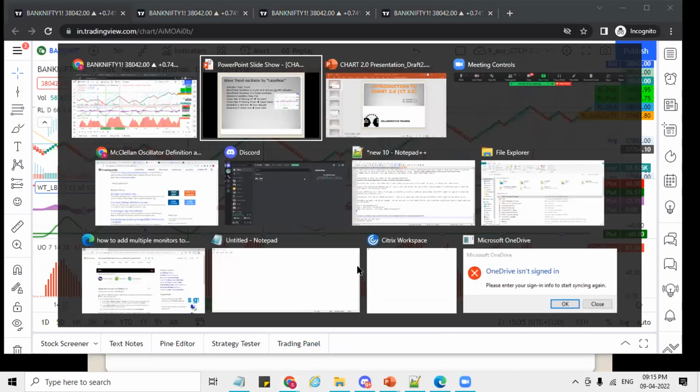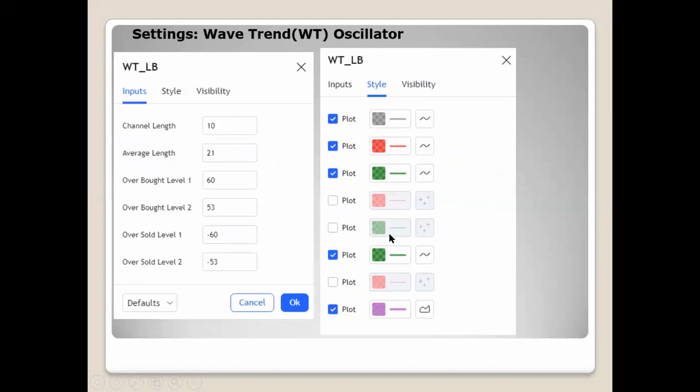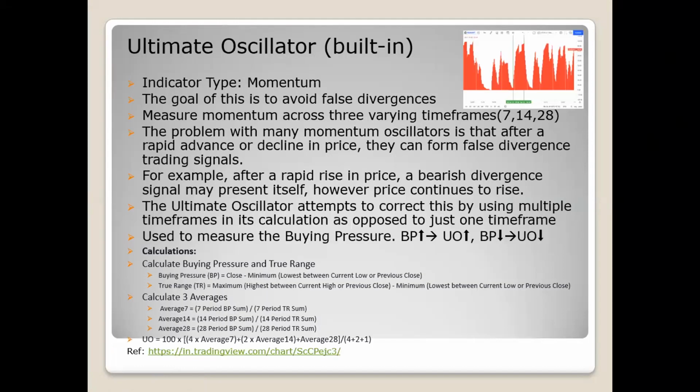So going back to the slide, this is what I was explaining, the same thing, an expanded, zoomed version of that. So this is the wave trend oscillator, and these are the input configuration and the style configuration for this wave trend oscillator. Now coming to the third oscillator in 2.1, which is the ultimate oscillator.